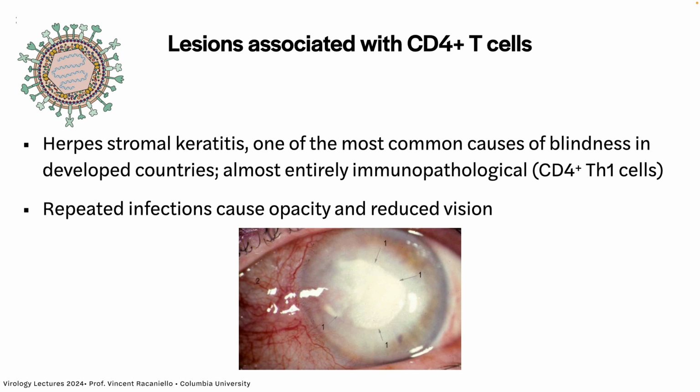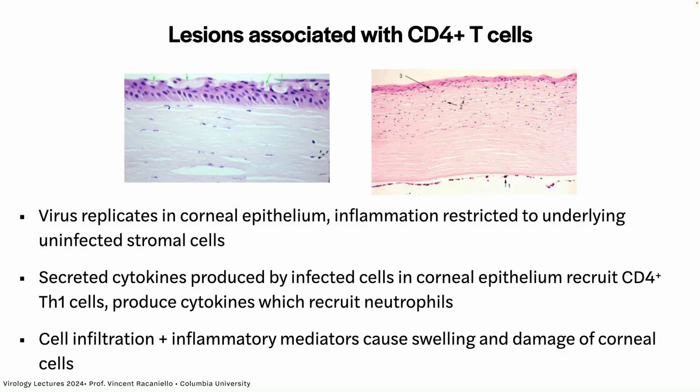And a disease called herpes stromal keratitis involves CD4 positive T cells. It's a very common cause of blindness in developed countries. Essentially, you have repeated infections of your eye, and eventually it becomes opaque, and you can't see any longer. This is caused by CD4 positive Th1 cells.